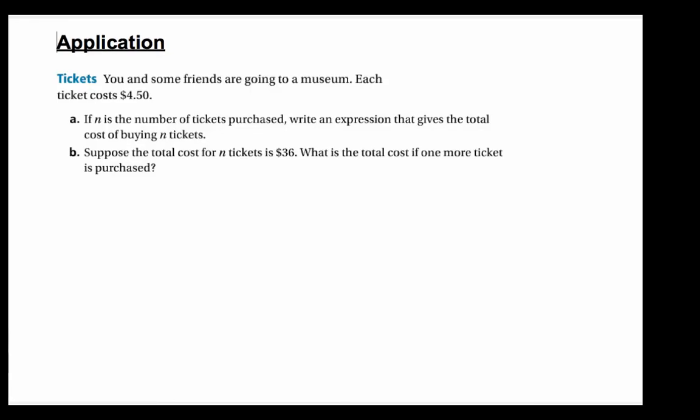Here's an application problem of this. Suppose you and some friends are going to a museum. Each ticket costs $4.50. If n is the number of tickets purchased, write an expression that gives the total cost of buying n tickets. If you think about specific values, if you have 5 friends going, 4.50 plus 4.50 plus 4.50 plus 4.50 plus 4.50 would tell us the cost of 5 tickets. A simpler way would be to take 4.50 and multiply it by 5. Repeated addition is multiplication. But this is asking us for a general case. For any number of tickets purchased, what would the cost be? So we know that there's multiplication involved, so we're going to take 4.50 and multiply by n.